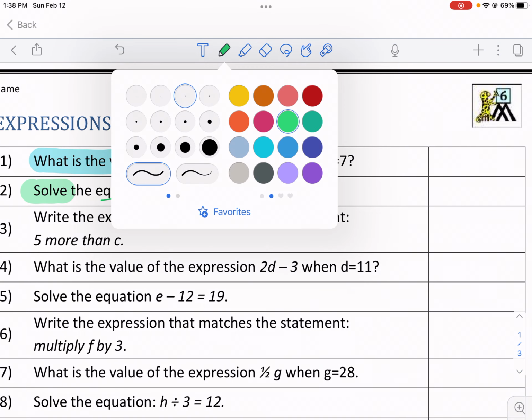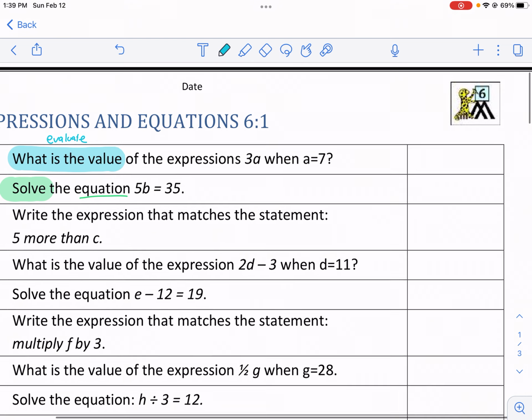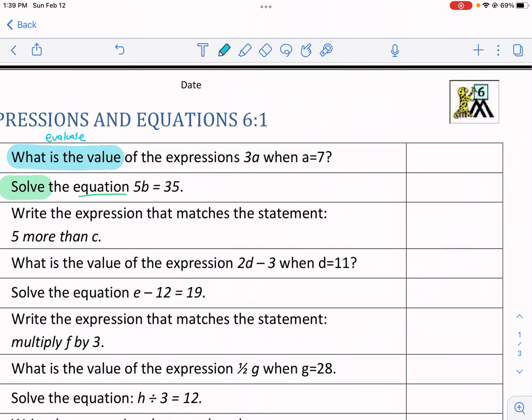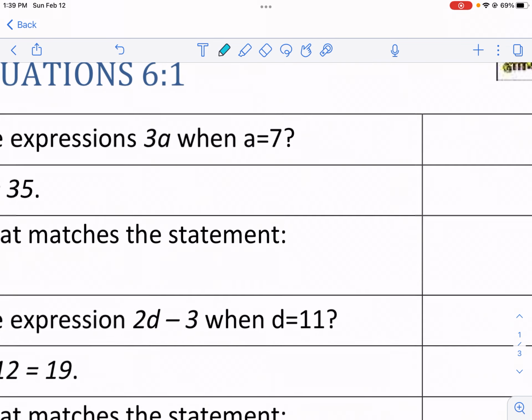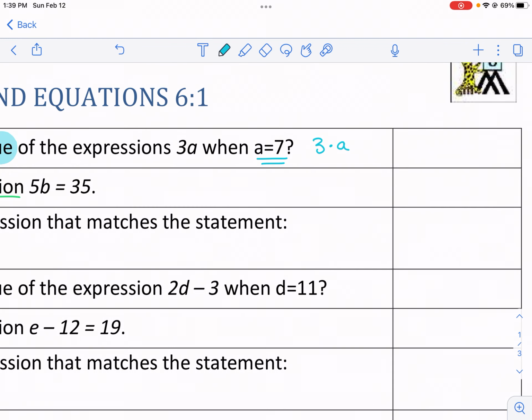So the first one, what is the value? Notice how it says, what is the value? It's not asking to solve, it's just asking to evaluate, in other words, of the expression 3a when a equals 7. One of the first things you need to understand about 3a is it means 3 times whatever the value of a is. A is a variable. We don't know what its value is until it tells us, like in this case, a equals 7, or we solve it in an equation, but not for an expression.